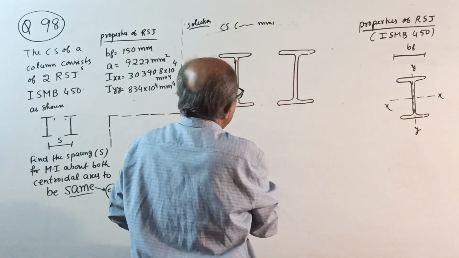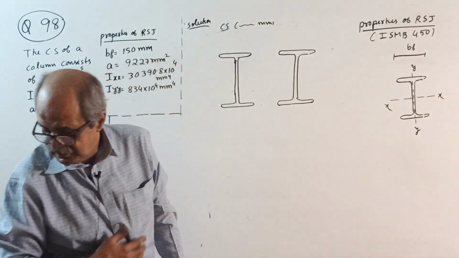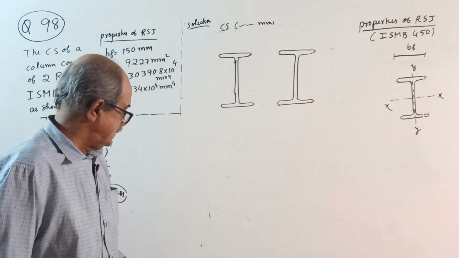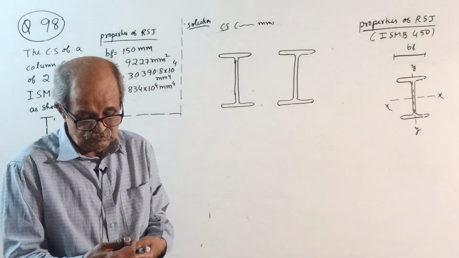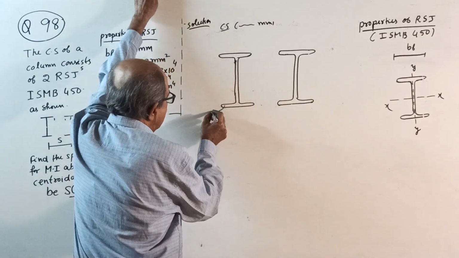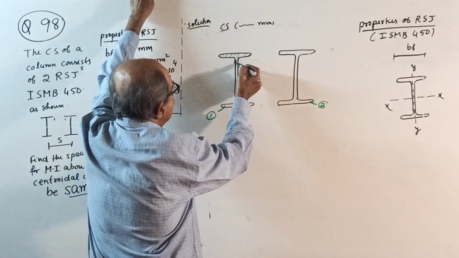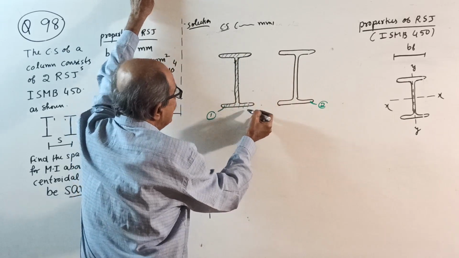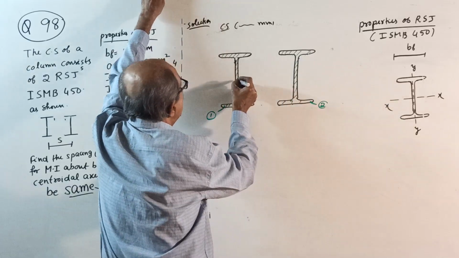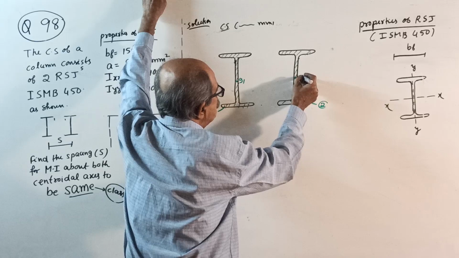Now mark here, with a green color pen, numbers 1 and 2. This I will take as 1, and this I will take as 2. So this is one component, as I explained earlier, and this is another component, 2. Both are the same section. Now this is G1, the centroid for this one. At the same level, this is G2.